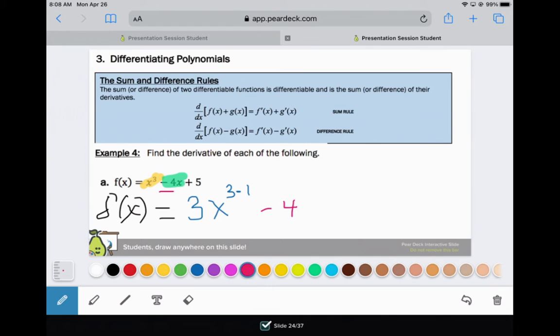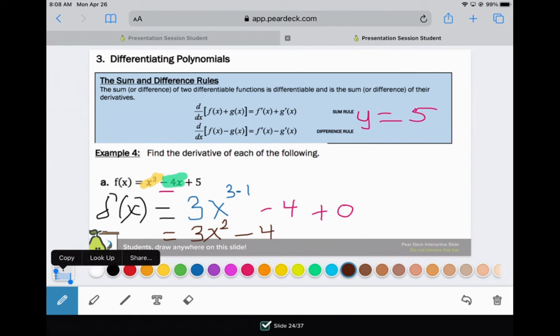The derivative of a constant, if you look at the last one, if it's y equals 5, it's a horizontal line. And we know horizontal line, the slope is 0. So if that's 0, I don't have to write that out. You could, but you don't have to. So now we're just going to finalize the answer. So 3 minus 1 is 2, minus 4. Okay? And that is the final answer.